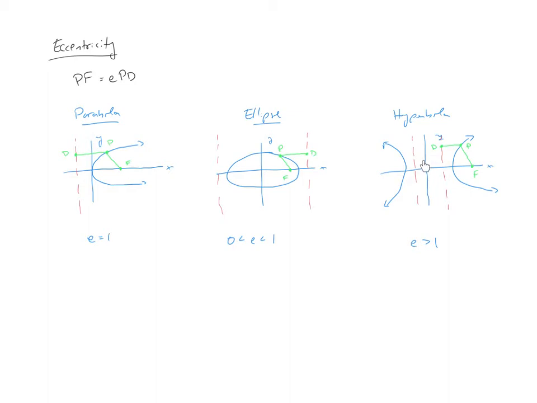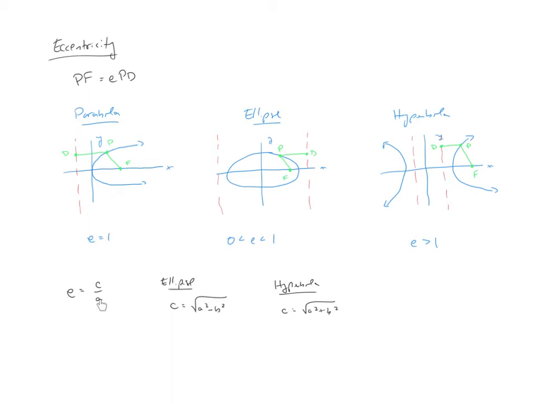But when it comes to functionality, I prefer to view eccentricity as c over a. If you remember, for the ellipse, c equaled the square root of a squared minus b squared. And for the hyperbola, c equaled the square root of a squared plus b squared. And those come from the secondary formulas.